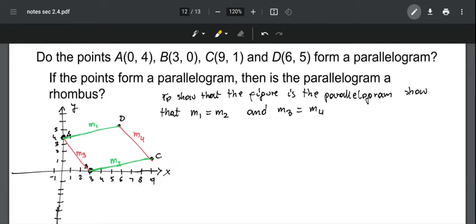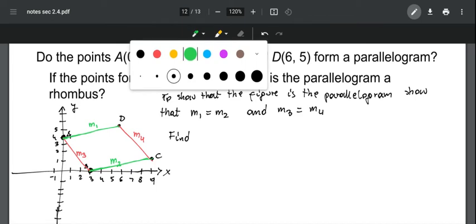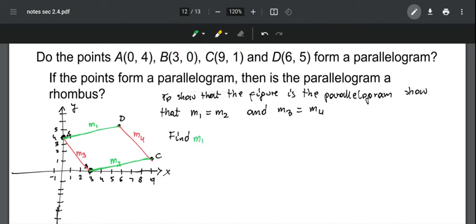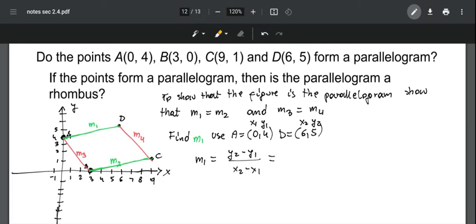So let's find slope 1. Find M1. So to find slope M1 between 2 points, use A equal 0, 4 and use D equal 6, 5. So we're going to use the slope formula. So M1 will be equal y2 minus y1 divided by x2 minus x1. And we have 5 minus 4 divided by 6 minus 0. We're getting 1 over 6.